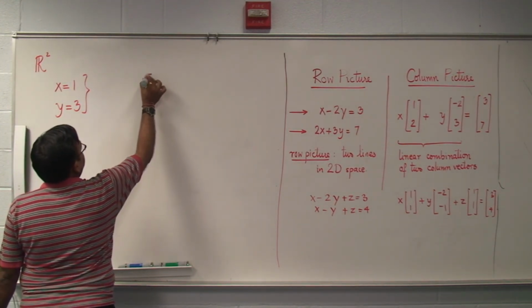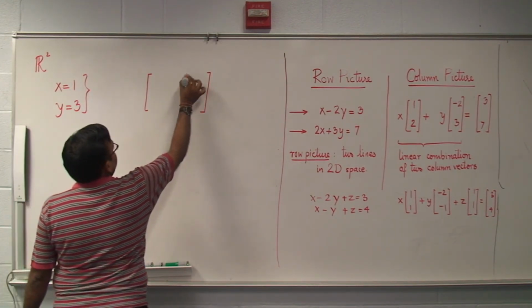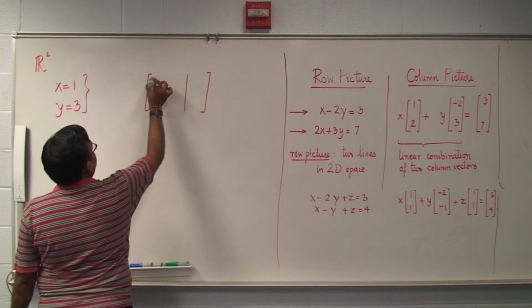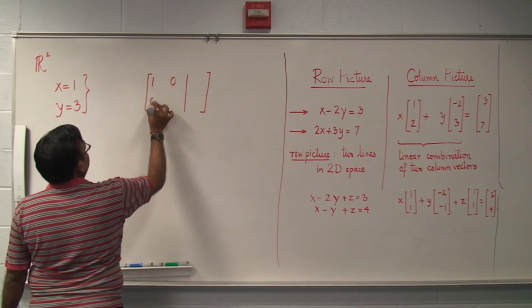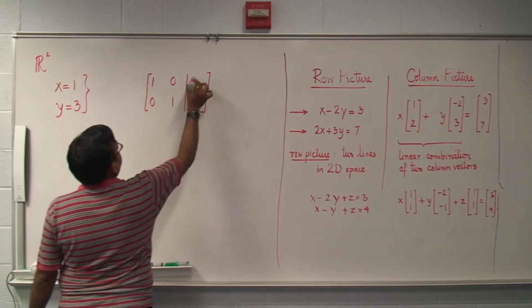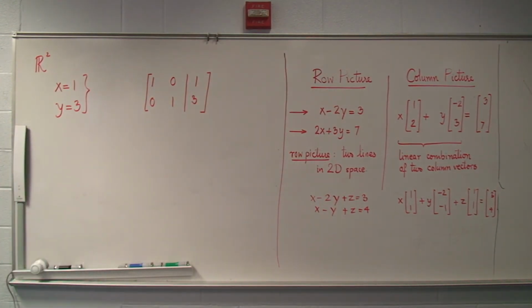What would be the augmented matrix corresponding to this? Let's just try to make an augmented matrix. x is 1, there is no y. There is no x here, y is 1. This is 1 and this is 3. Okay?